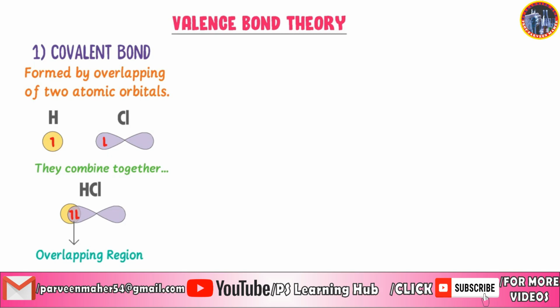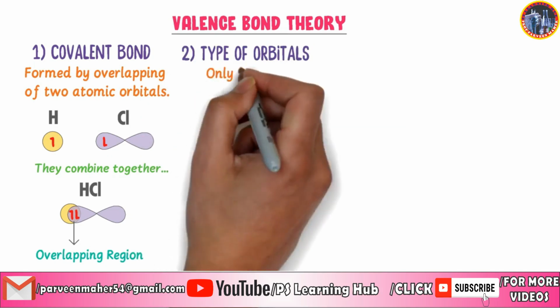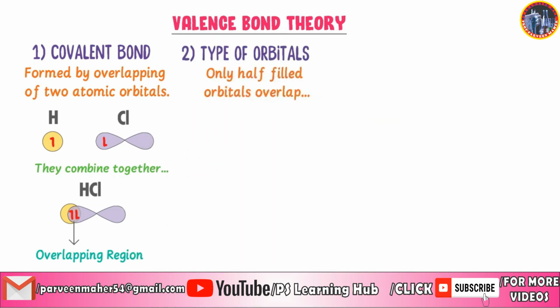The second point of VBT is the type of orbitals. It teaches that only half-filled orbitals overlap to form a covalent bond. For example, in the case of the HCl molecule, the s orbital of the hydrogen atom has one electron and the p orbital of chlorine has one electron. So they both are half-filled. As a result of this, they overlap together to form a covalent bond in the HCl molecule.